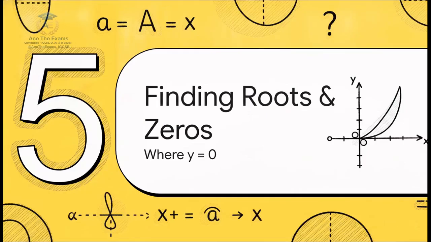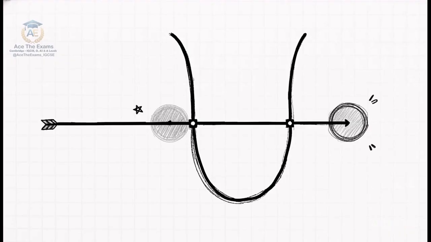Section 5, Finding Roots and Zeros, where y equals 0. Let's explore how to actually find the solutions to these quadratics. The absolute key here is understanding your exam vocabulary. The text points out that all of these terms on screen, solutions, zeros, and roots, they all mean the exact same mathematical thing. They're simply asking, at what x values does y equal exactly 0? In other words, where does the graph cross the horizontal x-axis?